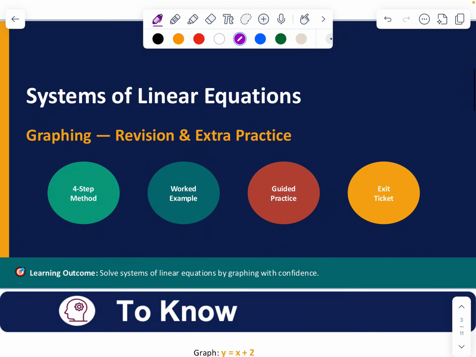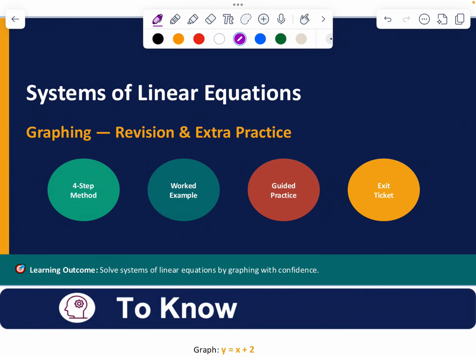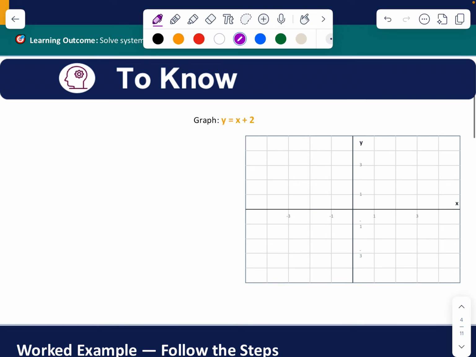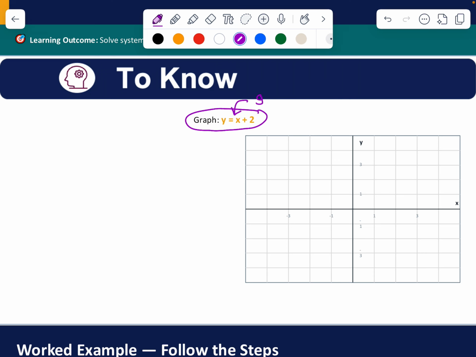Right, okay, what are we going to do in today's lesson then? We're going to have a look at solving systems of equations by graphing them. The first thing we need to remember to do, we did this a while ago now, is to be able to graph equations. So remember when you're doing this, this is the equation of a line. What's in front of x is the gradient, and the number on the end is the y-intercept.